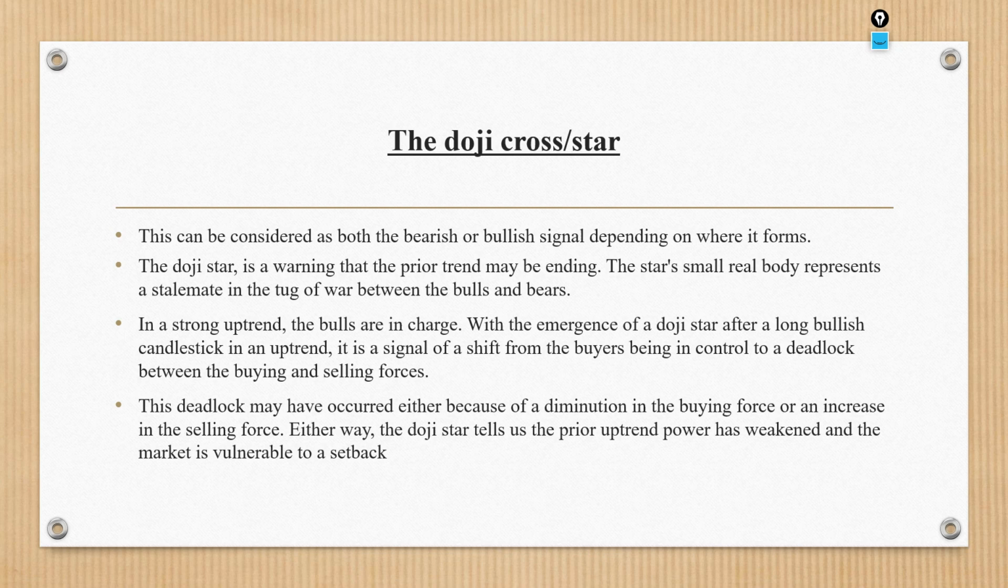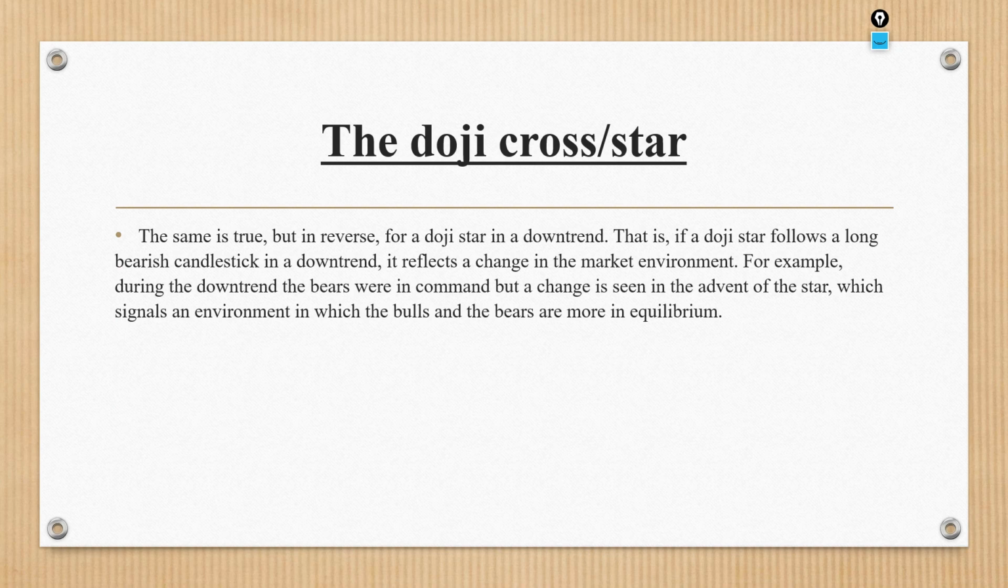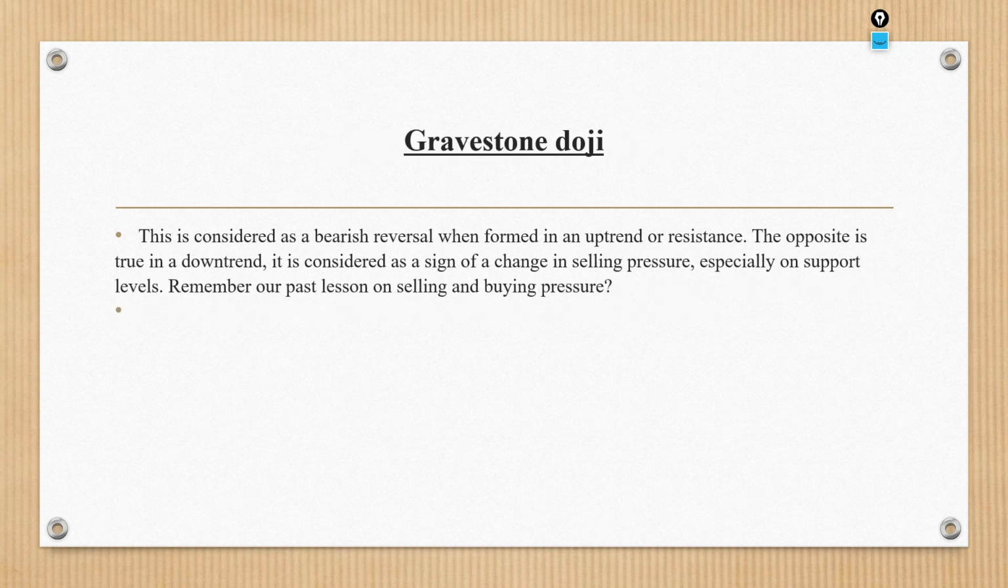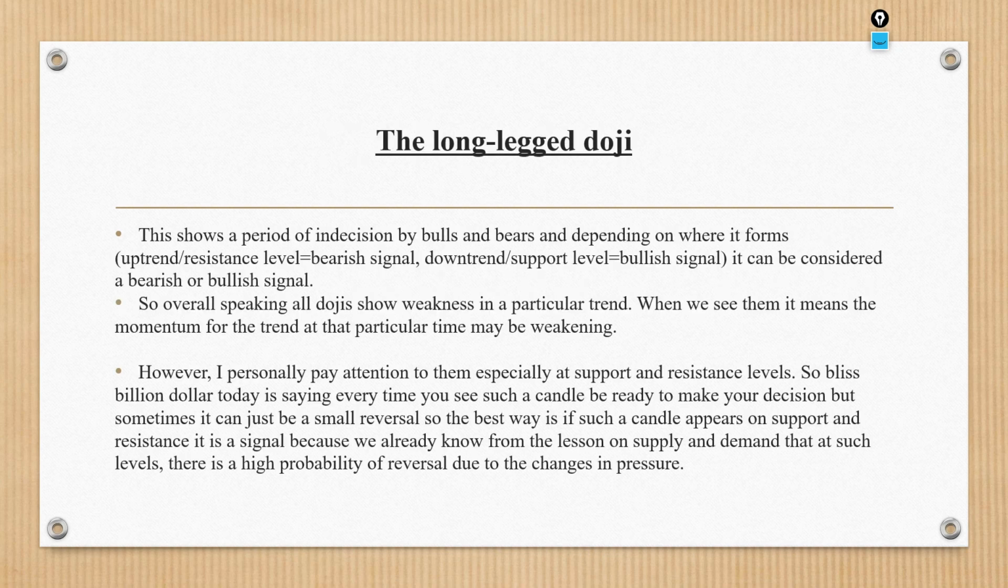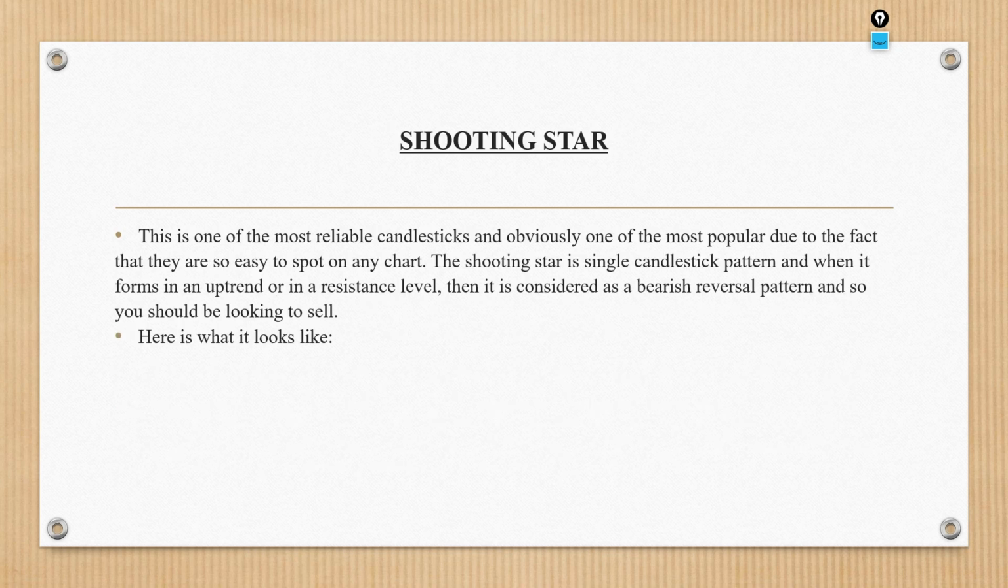So the star's small real body represents a stalemate in the tug of war between the bulls and the buyers. So it's like a balance thing. Yeah. In a strong uptrend, the bulls are in charge. With the emergence of a Doji star after a long bullish candlestick in an uptrend, it is a signal of a shift from the buyers being in control to a deadlock between the buying and the selling forces. So this is something that you can read at your own time. It's basically explaining those candlesticks.